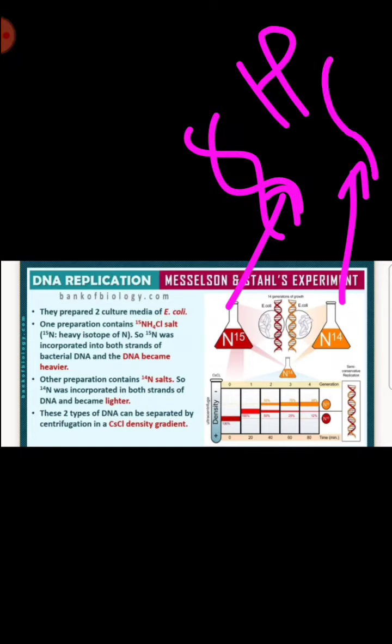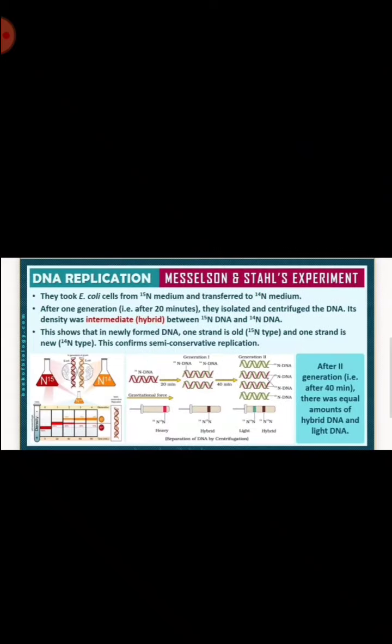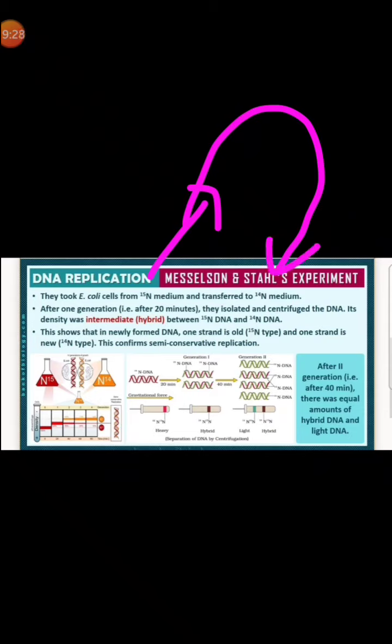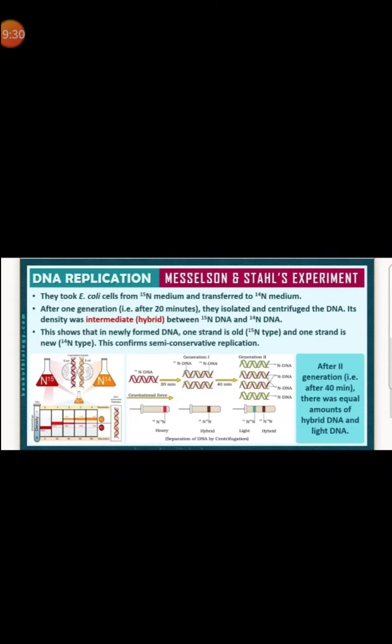The DNA here will have N14, which will be lighter. So what they did, they took E. coli cells from N15 medium and transferred them into N14 medium. After one generation, that is after 20 minutes, they isolated and centrifuged the DNA. Its density was intermediate, that is, hybrid between N15 and N14.